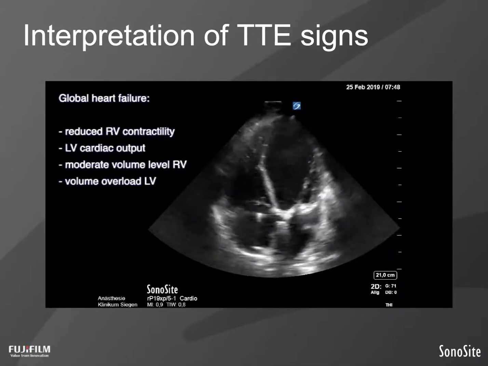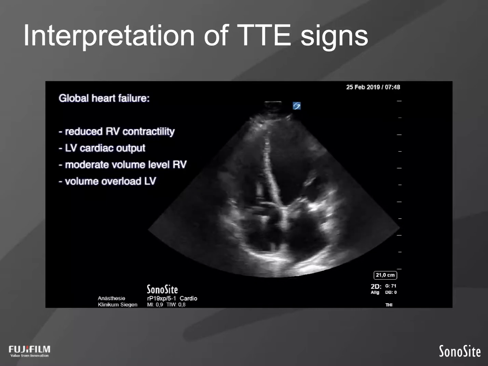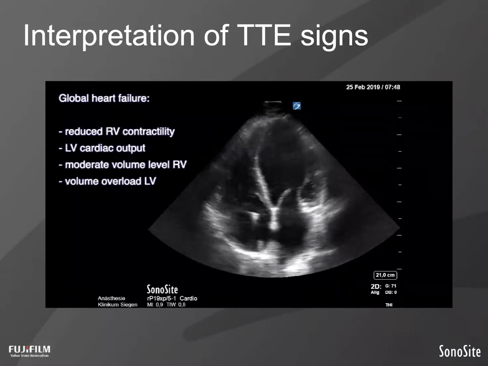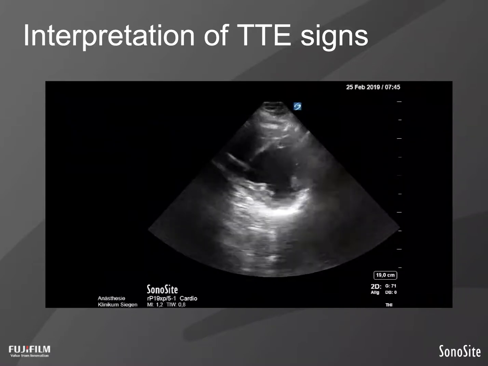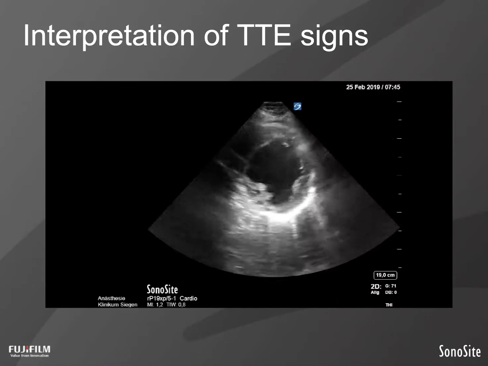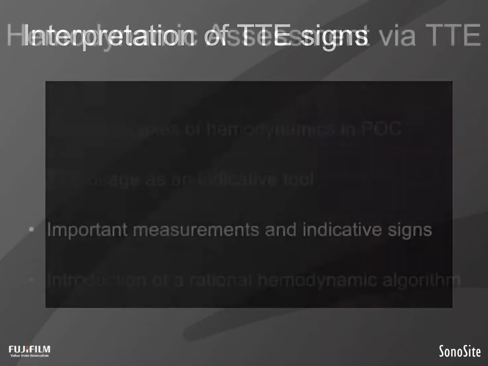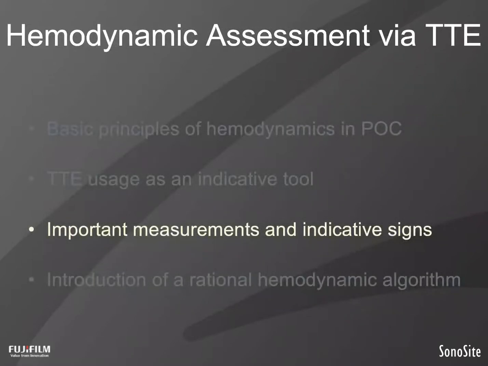Even more, you will be able to assess different hemodynamic statuses, for example, a difference in right and left ventricular function. To get a complete overview of left and right ventricular function, it is important to know about basic and advanced measurements, and you have to put this in a clear and rational algorithm.